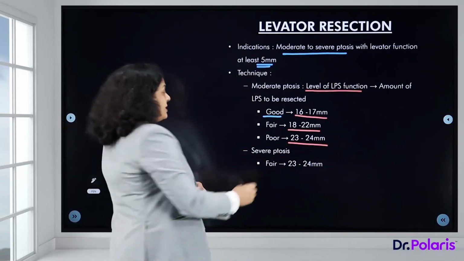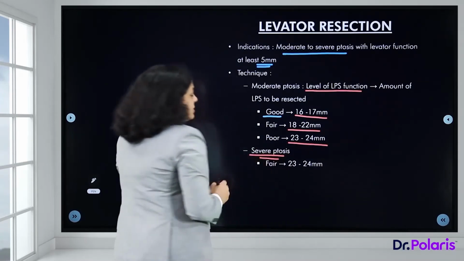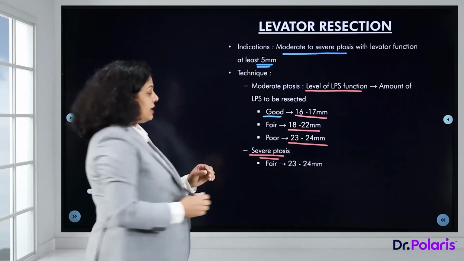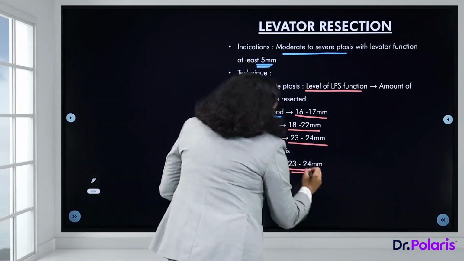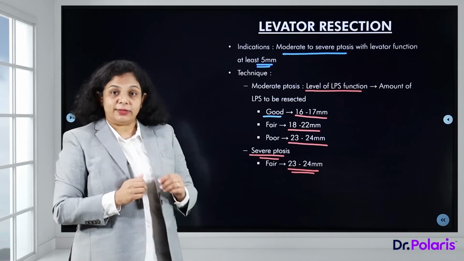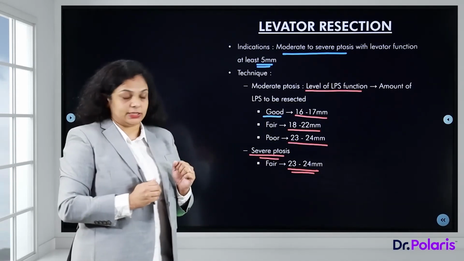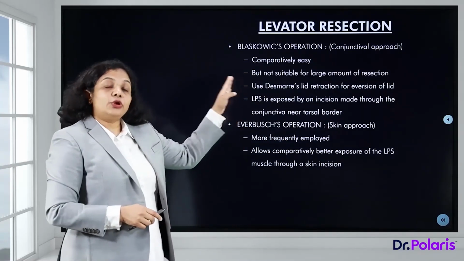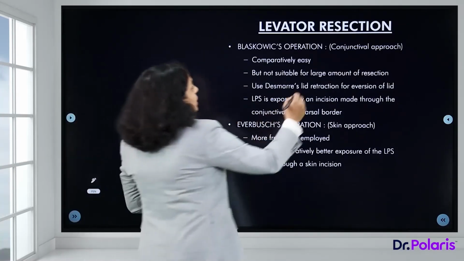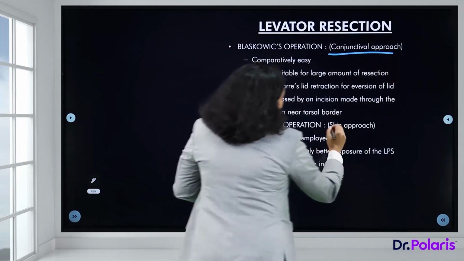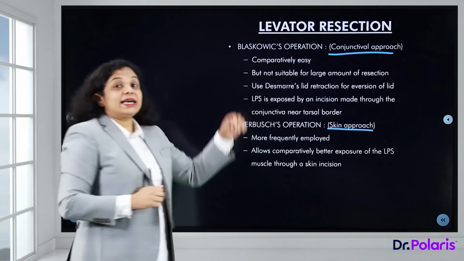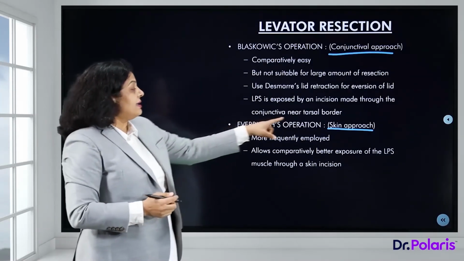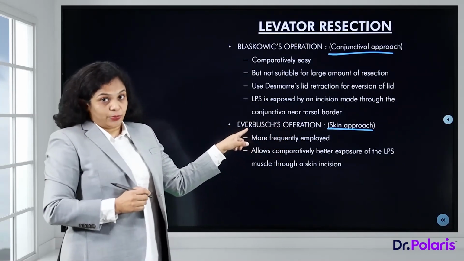Same as your severe ptosis. In case of severe ptosis, with even a fair amount of LPS action, the resection has to be done about 23 to 24 millimeters from the LPS muscle. Now the resection can be done from two sides. You can either do a conjunctival approach or you can do a skin approach. The conjunctival approach is called the Blaskowitz operation and the skin approach is called the Everbush operation.